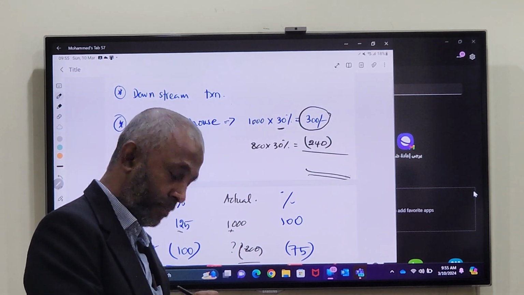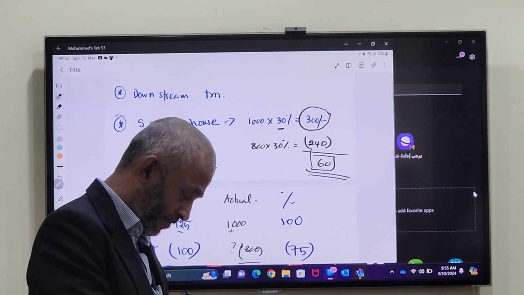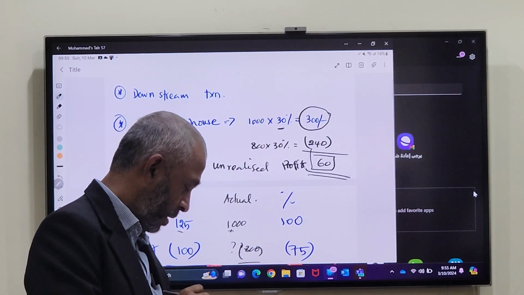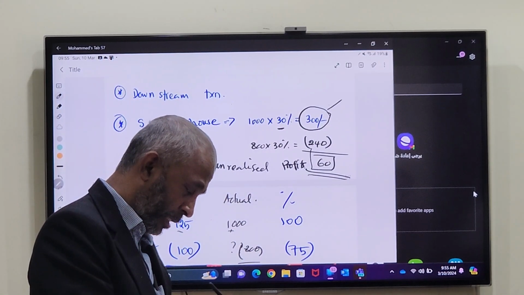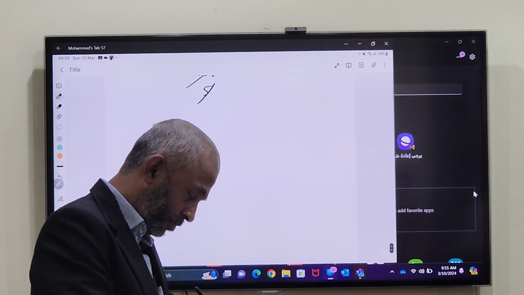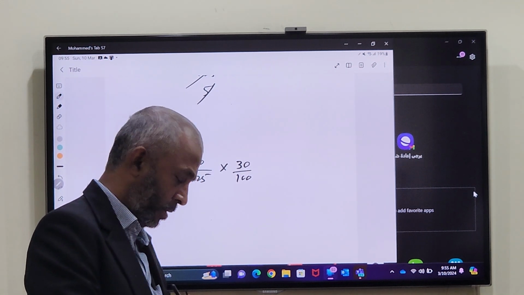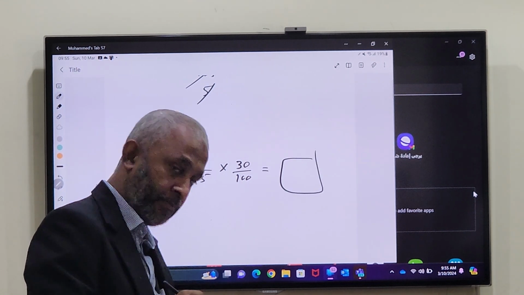How much is that? This 60 is what? This 60 is known as unrealized profits. So I can do the same calculation using this. You see, 300, 100 over 125 into 30 over 100. 300 into 100 over 125. Now can you work out and find out how much is this?